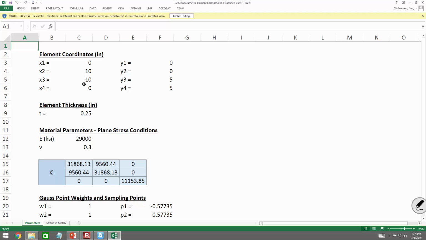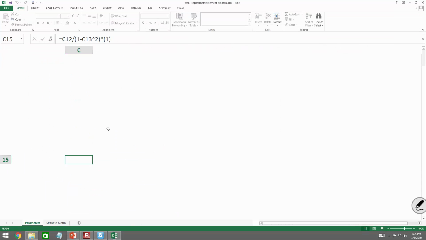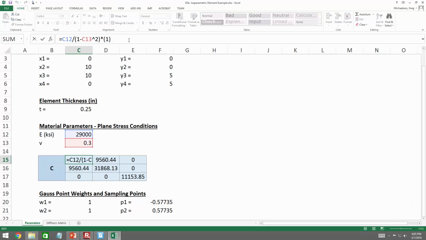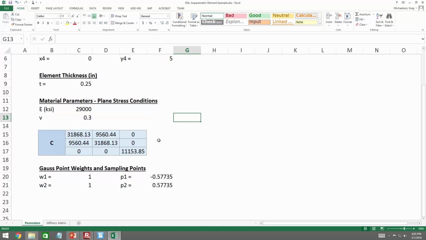Material parameters. Now, for this problem, I'm assuming plane stress conditions, and I'm doing that because what we were doing was a beam analysis, and we'll say for the purposes of our example that beam is relatively thin. So plane stress makes sense. How am I calculating these? It's plug and chug from the PowerPoint. So this first one is E over 1 minus nu squared. This is nu times E over 1 minus nu squared, and so on and so forth. And that's G, or E over 1 minus nu squared times G.